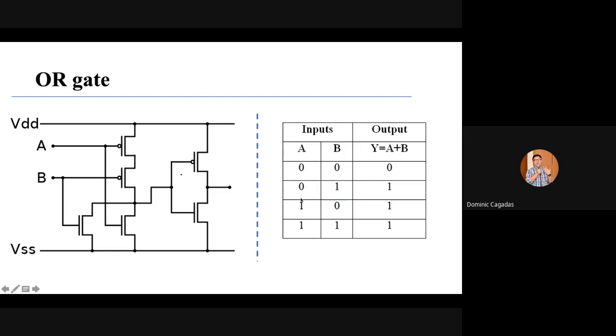Sige, try na. Zero, one. This is A is 0, B is 1. This one, on, off. This one, on. This one, off. This one, on. Off.